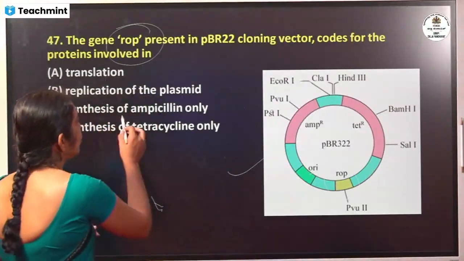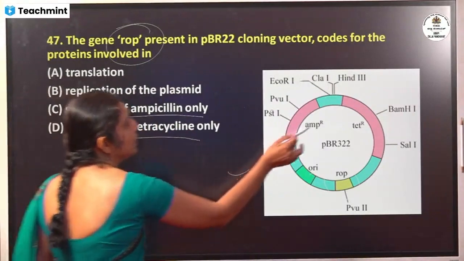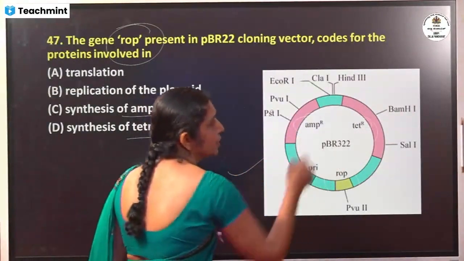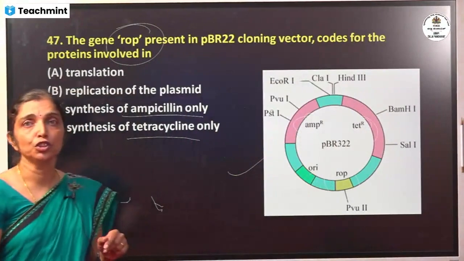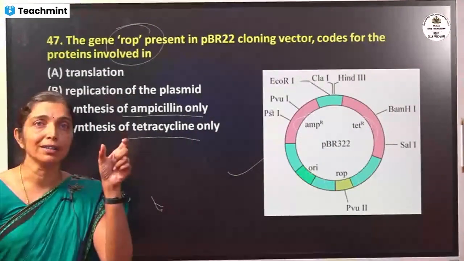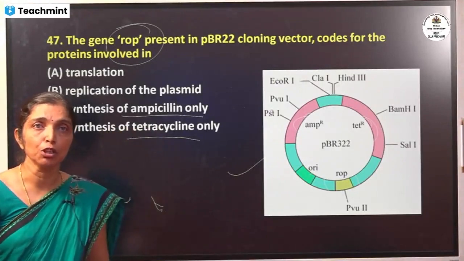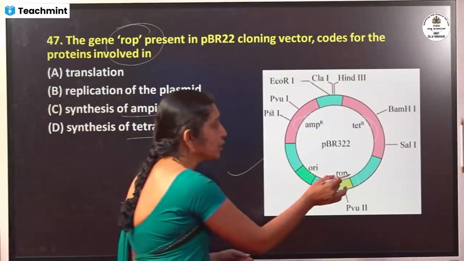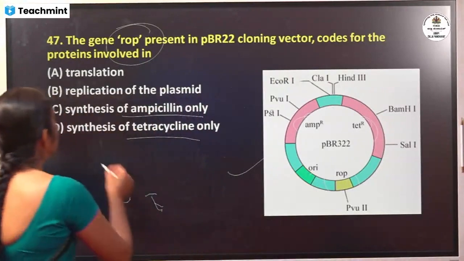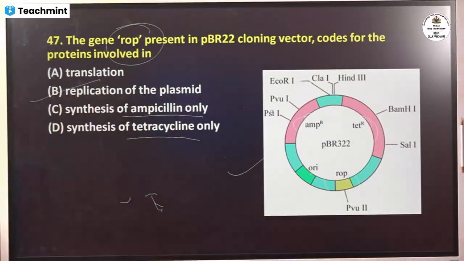If you're talking about ampicillin and tetracycline, we have these resistance genes over here, isn't it? They act as a marker when you try to pick out the recombinant ones. Whereas the function of the ROP is mainly meant for the replication of the plasmid. So the option is B, replication of the plasmid.